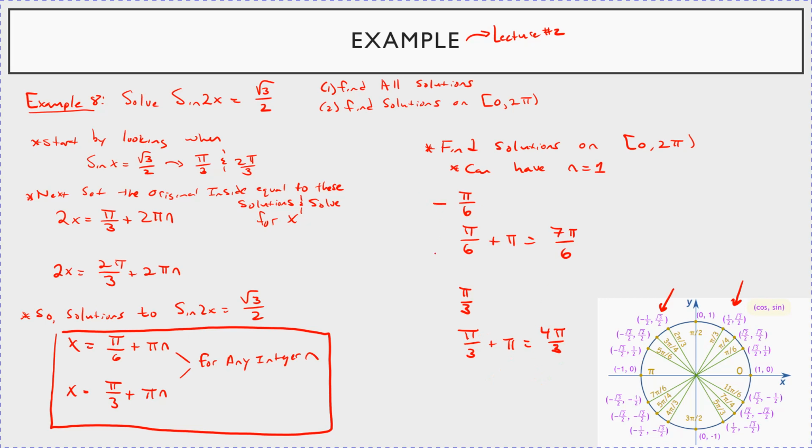And so you have 1, 2, 3, 4 solutions here, just between 0 and 2 pi. Because if n was equal to 2, then you would get some number greater than 2 pi here. So your solutions here, you generally are going to put them in order. You would start with pi over 6, pi over 3, 7 pi over 6, and then 4 pi over 3.